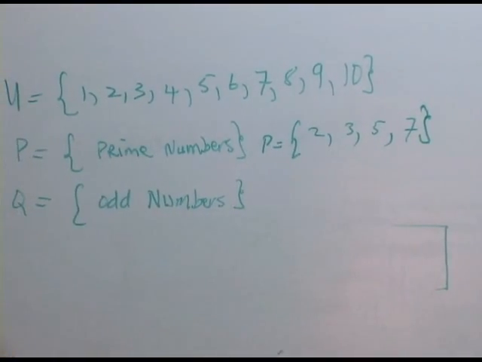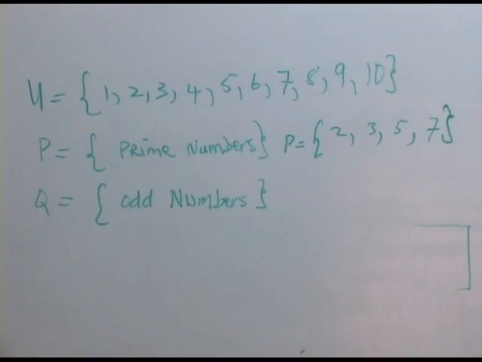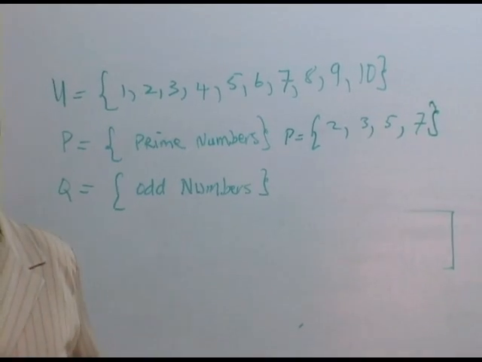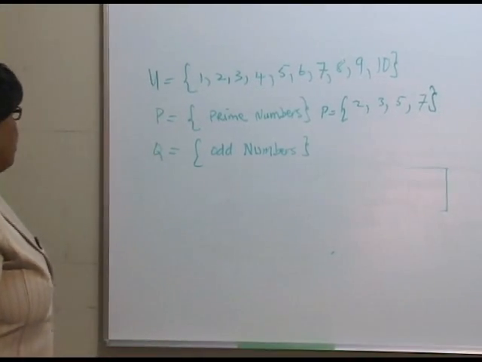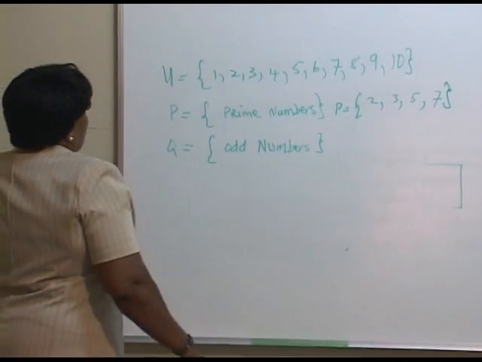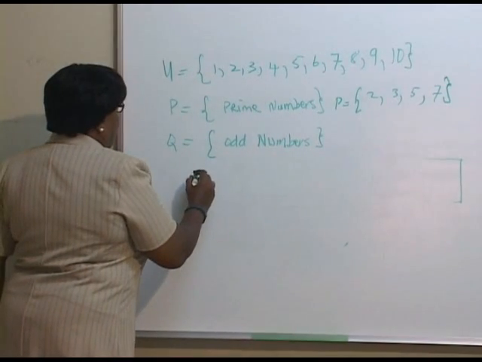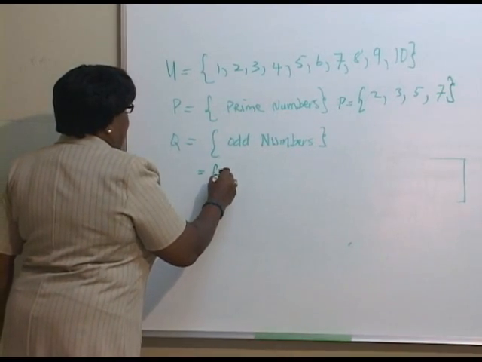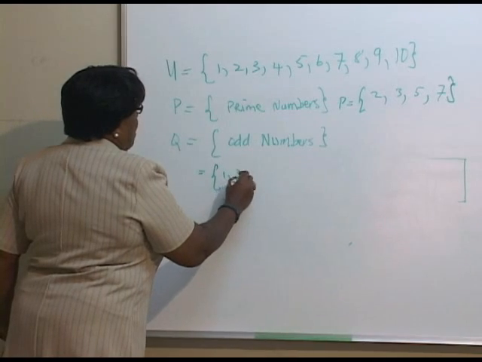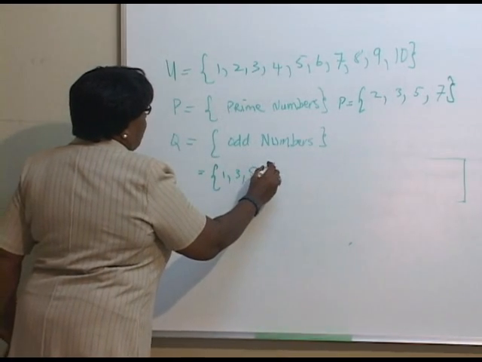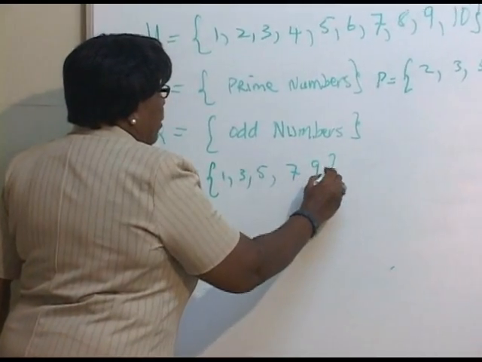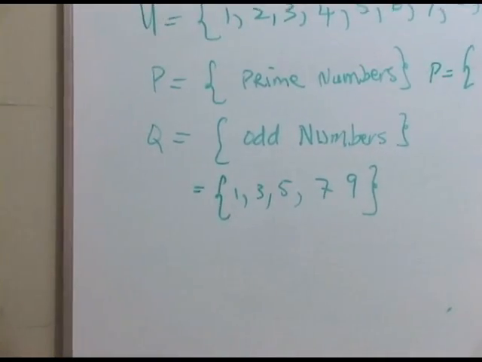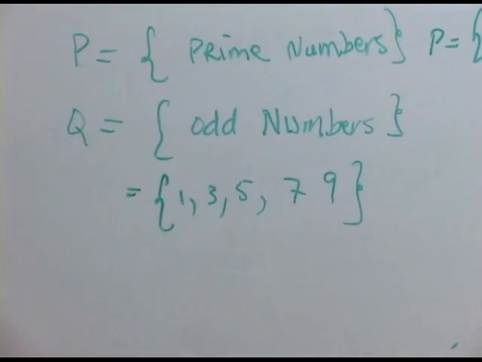And then Q would be our odd numbers. And odd numbers, we say any number when divided by 2, leaving a remainder, would be our odd numbers. So this time, 1 has a place in here. Okay, so we have 1, we have 3, we have 5, we have 7, we have 9. Okay, good. So those would be our odd numbers.